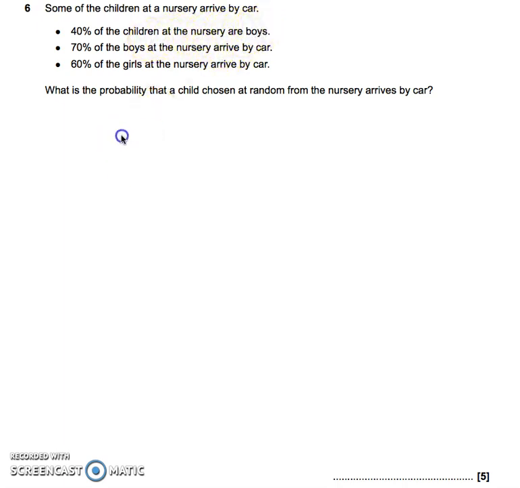The two independent things are the gender of the child and the fact that they arrive by car or not. So I'm going to write the genders, assuming no gender neutrals. The genders are boys and girls. We could change the percentages to fractions if we wanted, or decimals. I like fractions when it comes to probability trees, so I'm going to do 4/10 boys, so that means there must be 6/10 girls.